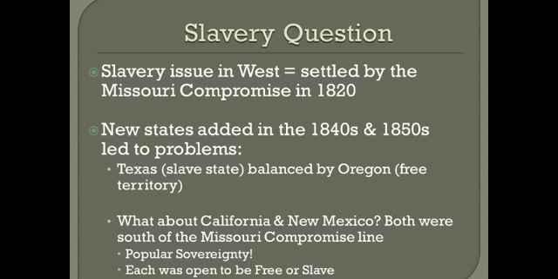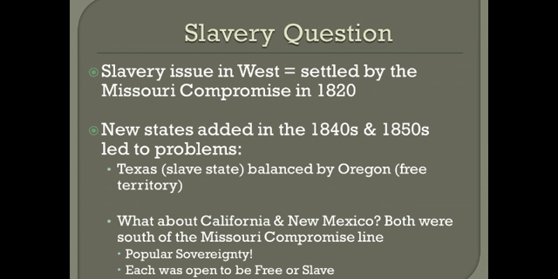Now, slavery in the West was a big problem, but we settled it, at least for a while, with the Missouri Compromise. But new states coming in the 1840s and 50s caused some issues. Texas came in as a slave state. It was balanced by Oregon, which was free. However, you have California and New Mexico. What do we do about those? Well, they were south of the Missouri Compromise line, which was kind of an issue for the South. The South was like, listen, they should be slave. They're south of the line.